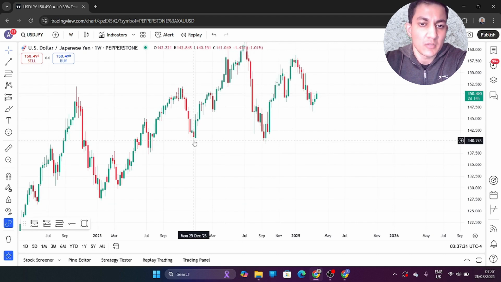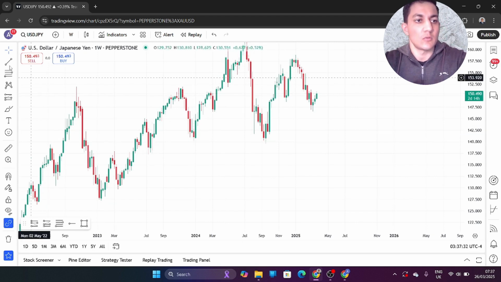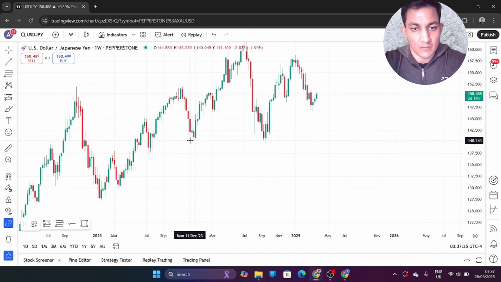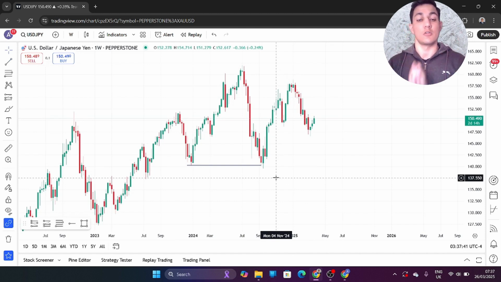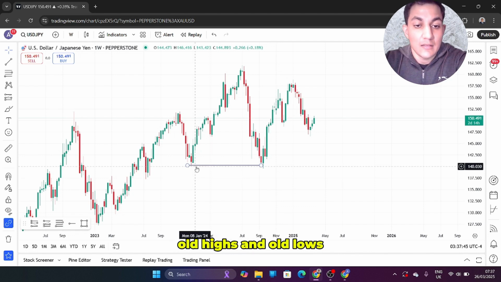I'm sure most people know, at this low here, there's lots of liquidity. So let's mark out this low here, right? And this is what you always want to do. You always want to look at liquidity first, right? Liquidity is king. So we always look for liquidity first when determining daily bias, right? We want to look at old highs and old lows. So old lows here and old highs here.